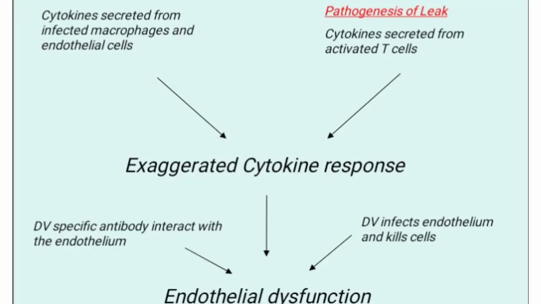So the cytokines are secreted from the affected macrophages and endothelial cells, and they exaggerate the cytokine response, and then these cytokines finally act on the endothelium of the blood vessels, and lead to endothelial dysfunction and fluid leak and all the manifestations of dengue that you see.